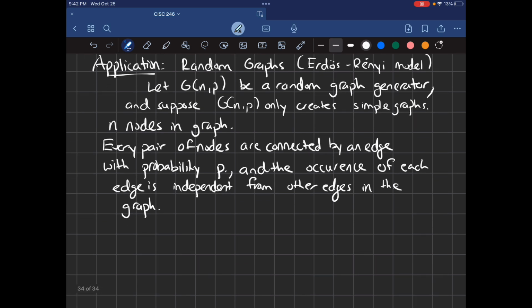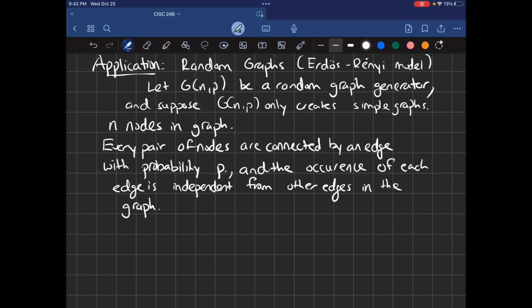So for example, let's say n equals 3 and p equals 1/2. Who knows how it's going to be formed, but you could have the graph that looks like that, right? And if p is almost 0, then it's likely that you're going to have no edges. Or maybe you'll have one, but it's likely that you'll have some sort of isolation. And of course, you can just imagine that you generate a graph randomly by connecting the edges of the nodes with some probability p.